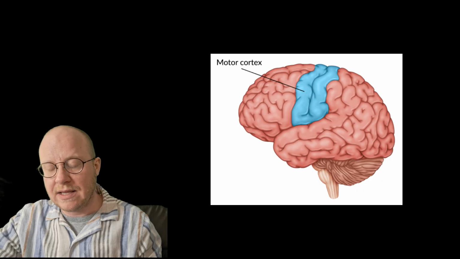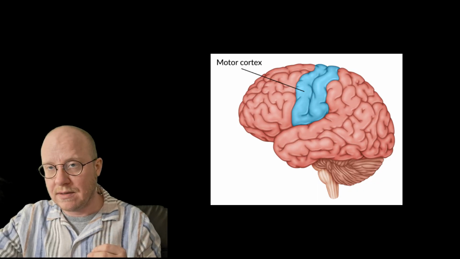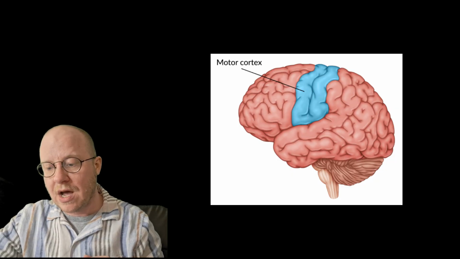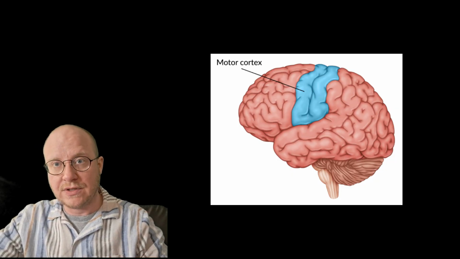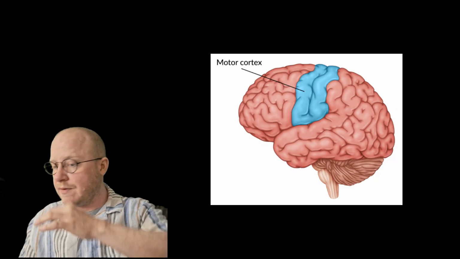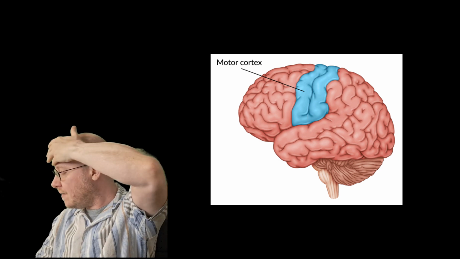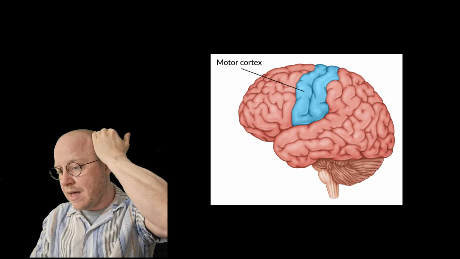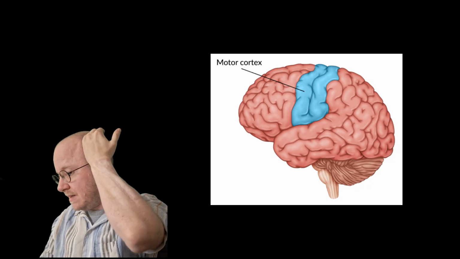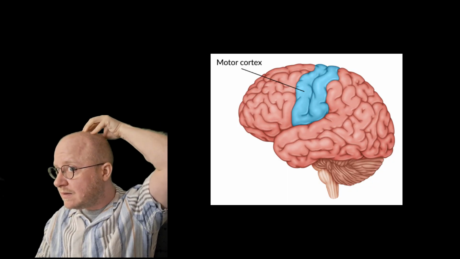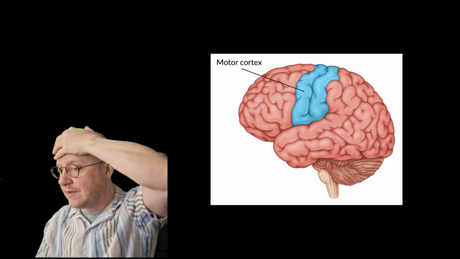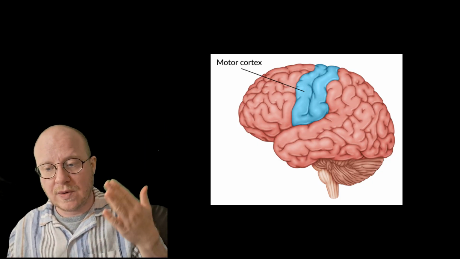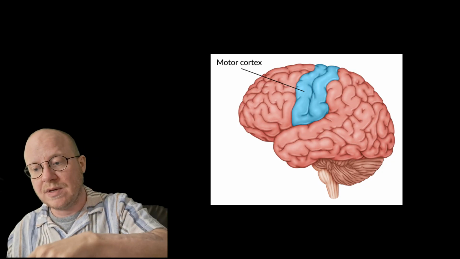and is located in the most posterior, that means backside, portion of the frontal lobe of the cerebrum. Okay, so the frontal lobe is from here basically to here, and the motor cortex is in the posterior side, the back side of the frontal lobe. Okay, so the posterior side of the frontal lobe is where it sits next to the parietal lobe.